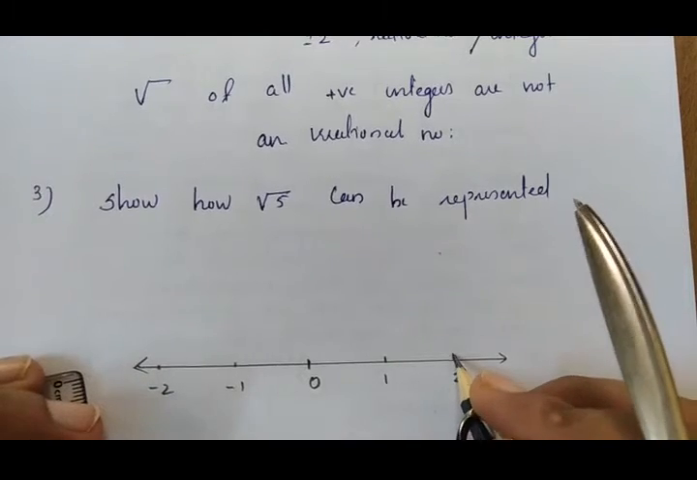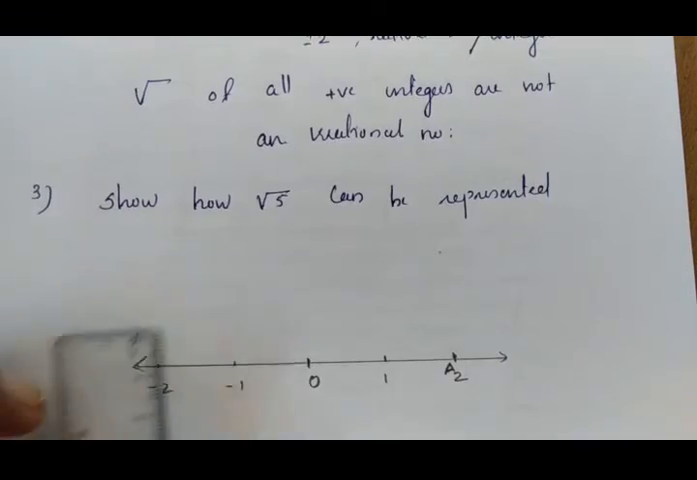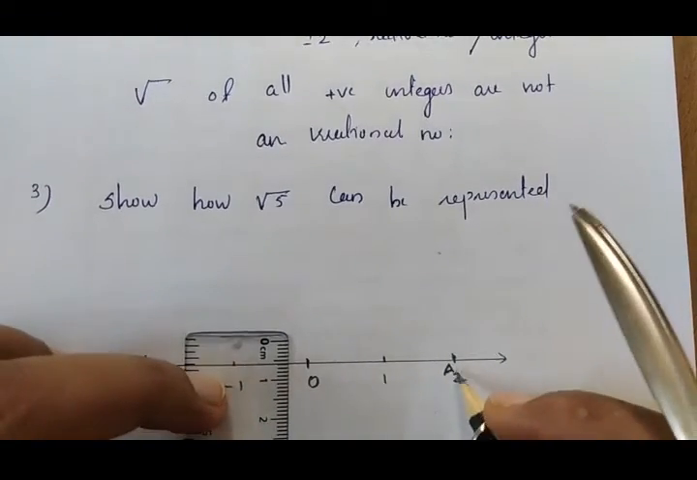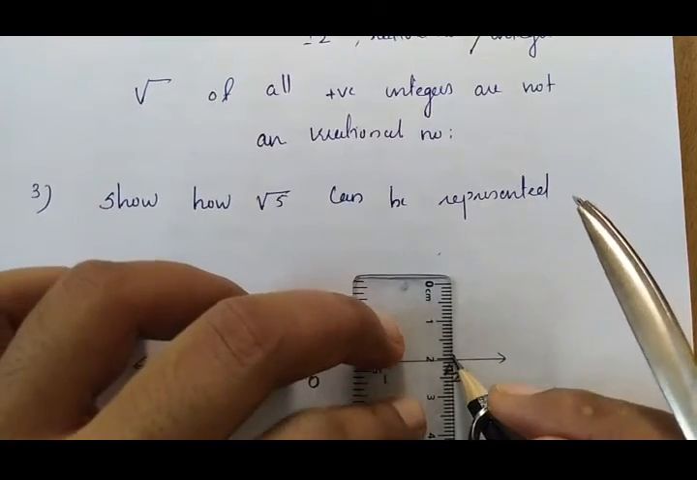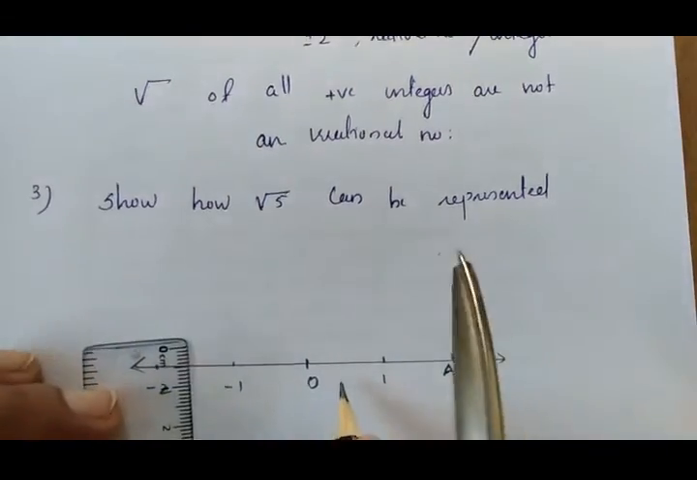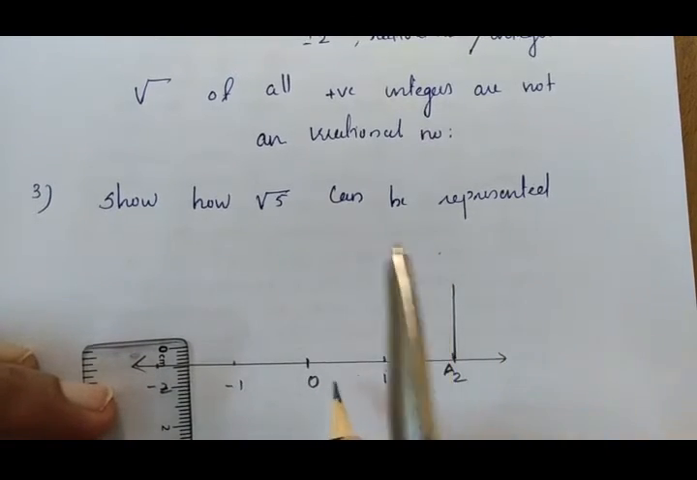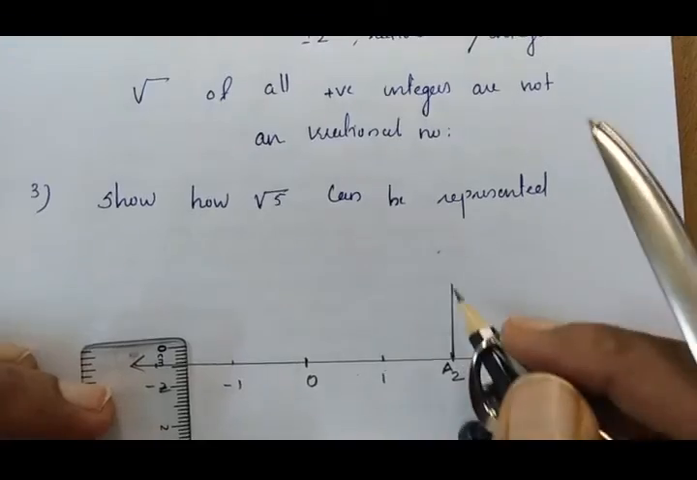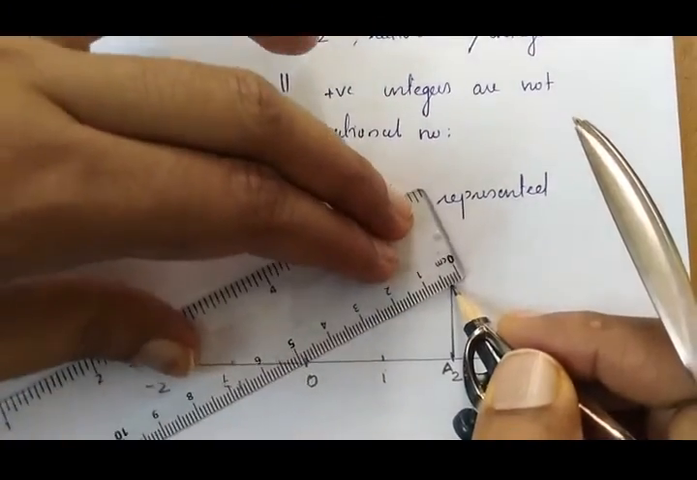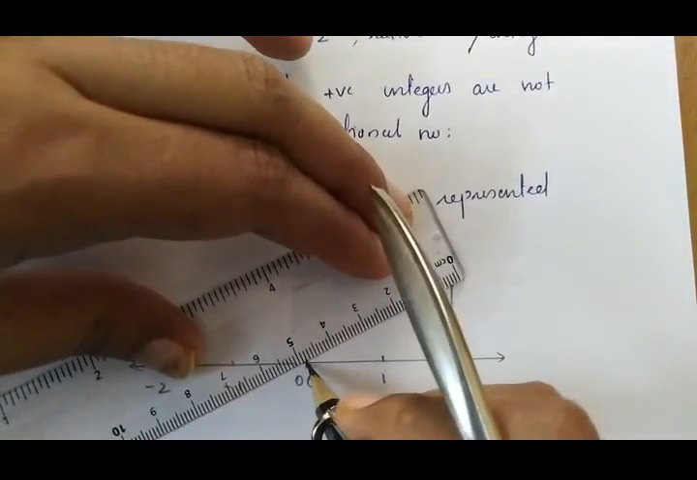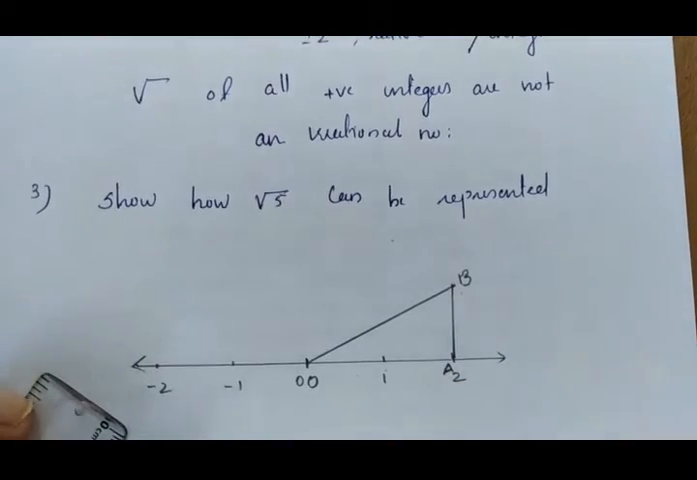We represent the second point as A, and we draw a perpendicular from this point A of a single unit. Don't forget, single unit. Here we take 2 units: from 0 to 1 a single unit, 1 to 2 a single unit. Then we join this point with the origin and mark this point as B.